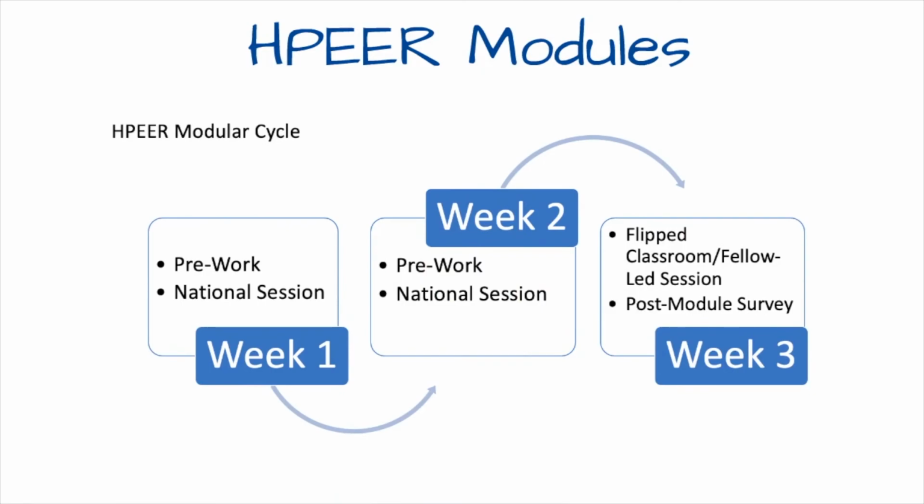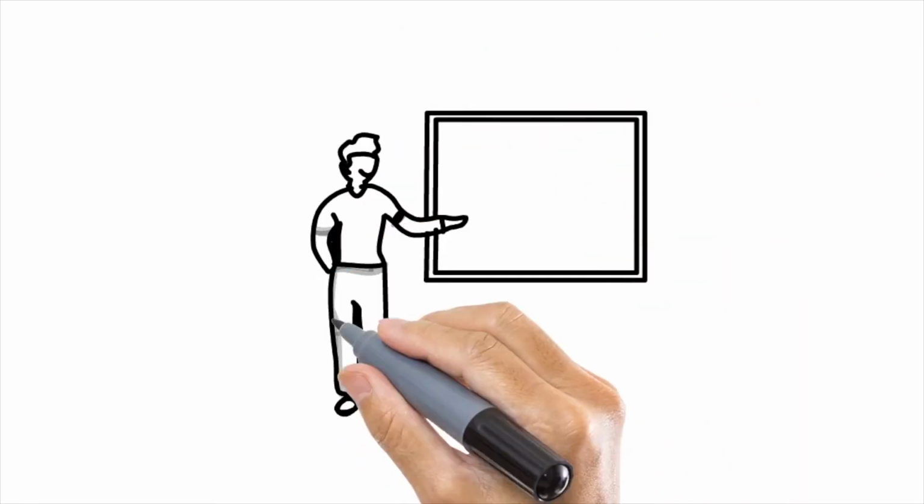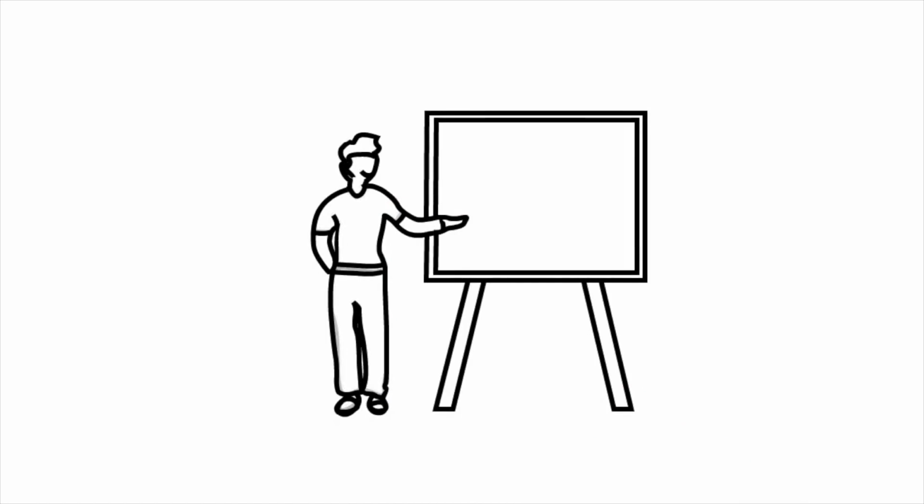For the first 2 weeks, you will attend a national HPEER session, which will usually require some form of pre-work or activities to be completed in preparation for the session. For the 3rd week, you will either watch a flipped classroom video or attend a session led by an HPEER fellow. Embedded in the flow of the program are opportunities for you to present your work and receive feedback.